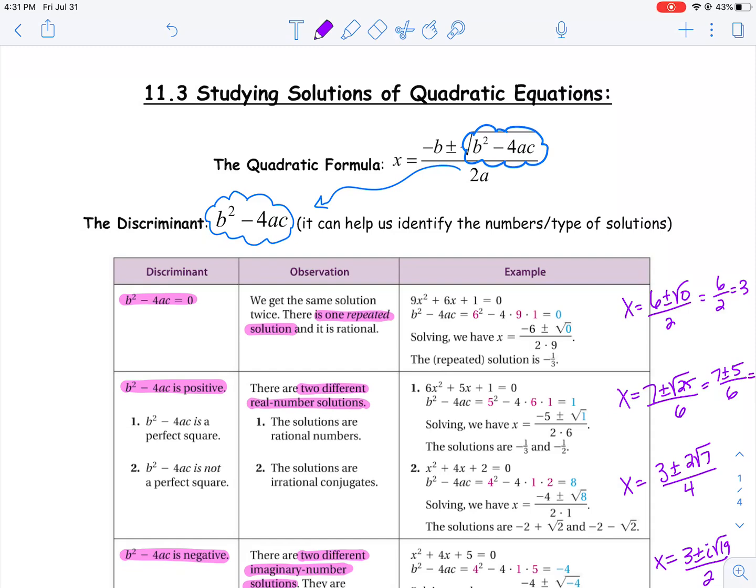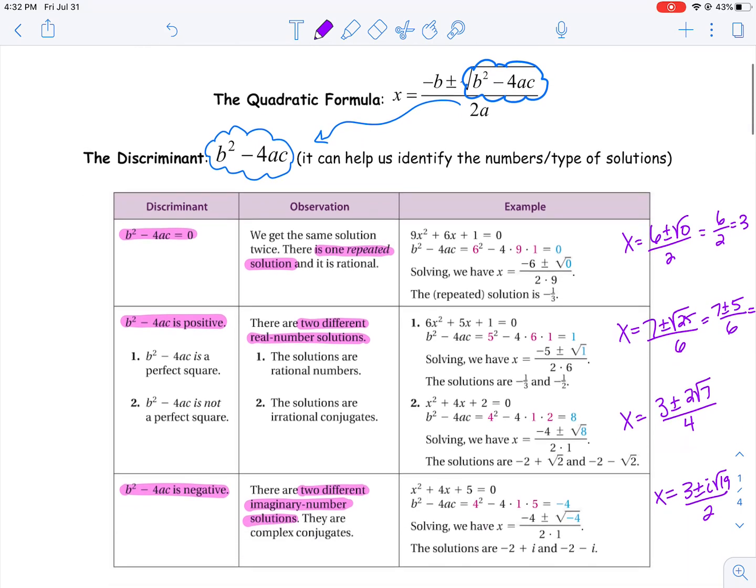In this section, 11.3, we're going to be talking about how to use the quadratic formula to figure out how many and what type of solutions we're going to have. We talked about the quadratic formula in the last section, right? Hopefully you've memorized it by now. Well, we can actually use that quadratic formula and use the number underneath that radical. It's called the discriminant, that b squared minus 4ac. That number helps us figure out how many and what type of solution we're going to have.